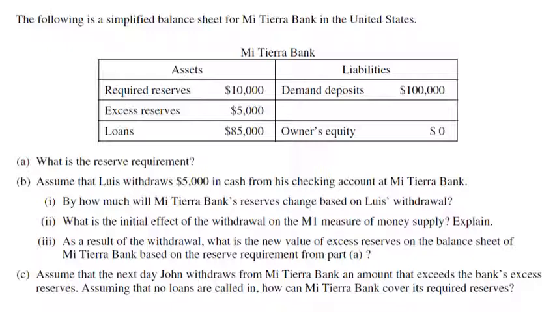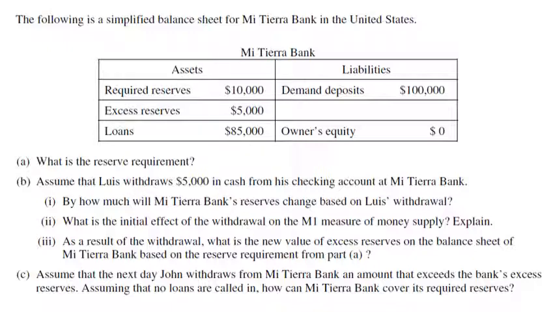So we know that the required reserves is $10,000, and we can see over here our demand deposit of $100,000. And so all you're going to do is ask, what percent is 10,000 of 100,000? And so that would give us, for part A, an answer of 10%. So the reserve requirement is 10%.